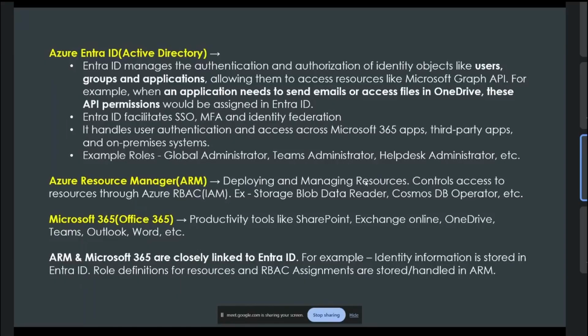ARM has to know whether the request coming in is from Money or a different user, who is trying to access the storage account. That identification is handled by Entra ID. Entra ID gives the information to ARM saying Money is trying to authenticate to the storage account. So that information comes from Entra ID.